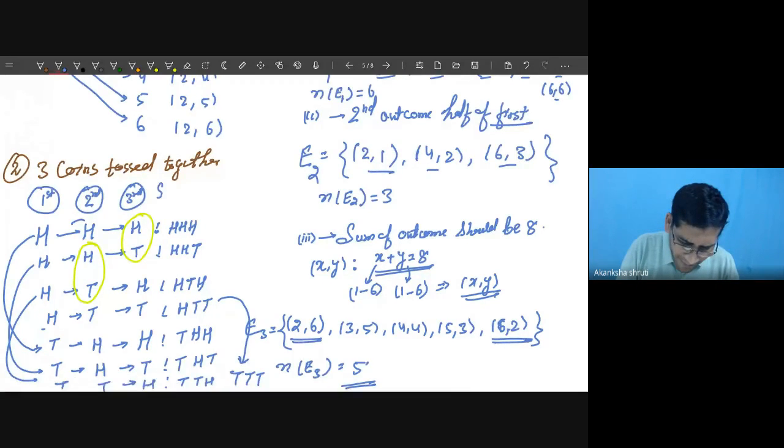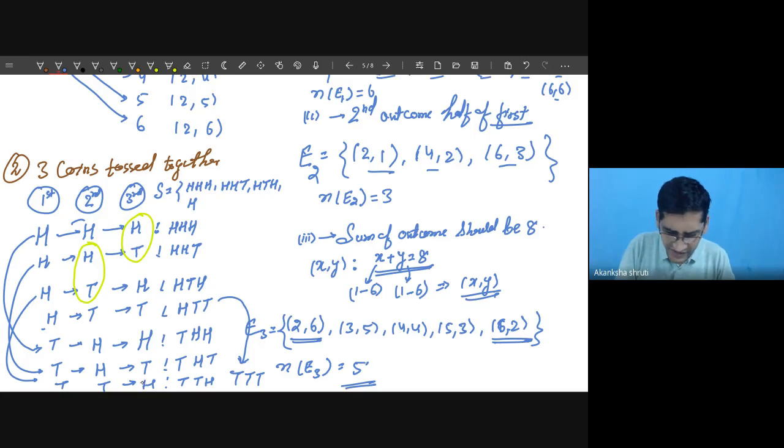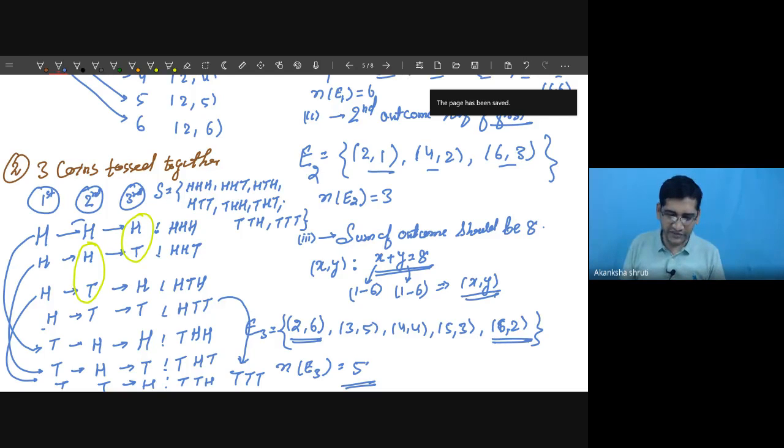So write down, this is the sample space, the total outcome that we have written: HHH, HHT, HTH, or HTT, or THH, or THT, or TTH, and TTT. It was all. Now, depending on the condition, you can write the event. So these are quite common. Okay, student. So it is the second thing that we need to keep in mind.